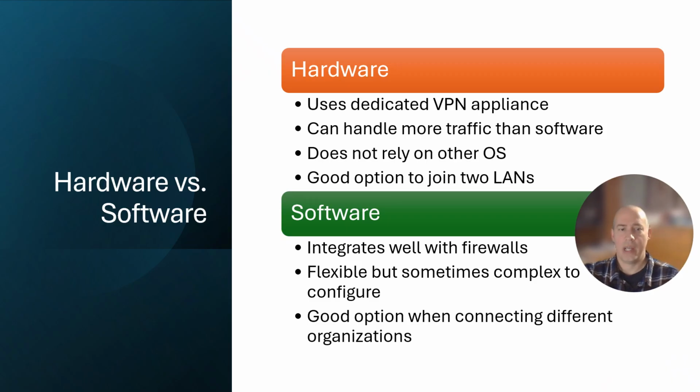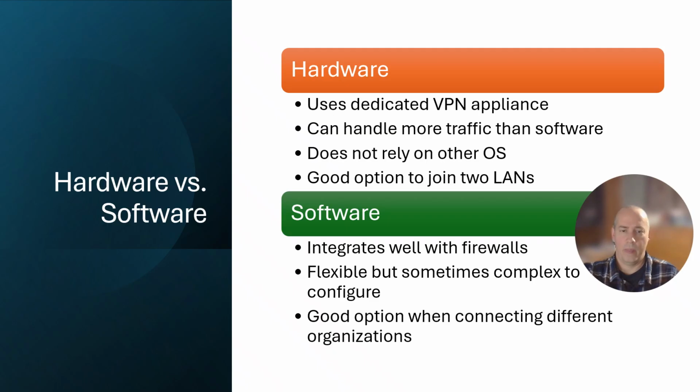VPNs can be created using hardware or software. The advantages of hardware are that the hardware is generally a dedicated VPN appliance, so this allows it to handle more traffic than a software VPN. It would not rely on another operating system, and this all makes it a good option to join two LANs.